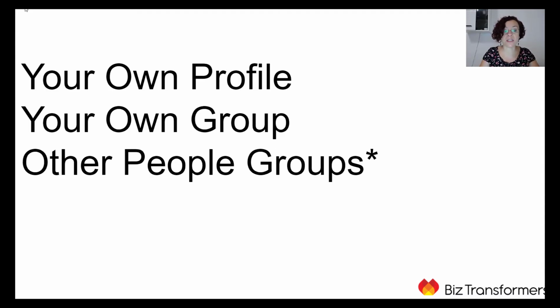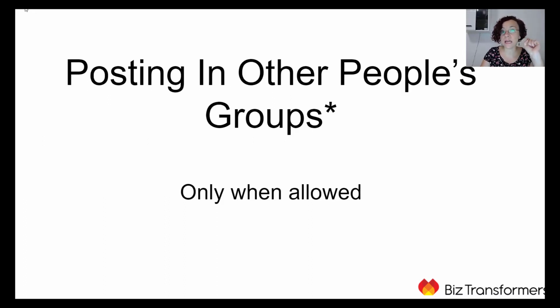There are 3 options that you can use. One is your own profile on Facebook. So your personal profile on Facebook, make sure it's public in order to do that. The second thing is your own Facebook group. If you have one, I definitely recommend you start one. The third one is other people's groups. Now you will see that I have an asterisk next to it. That means that not everybody allows it. So make sure it is allowed before you actually make the post.